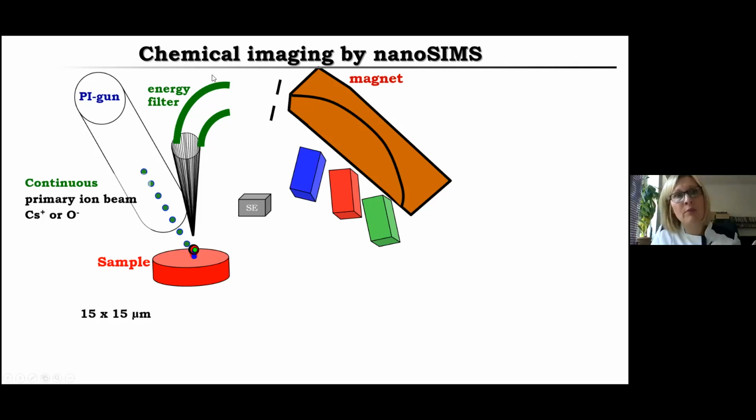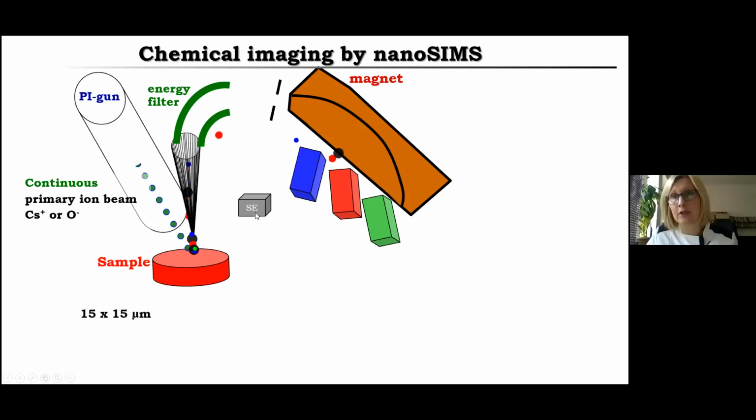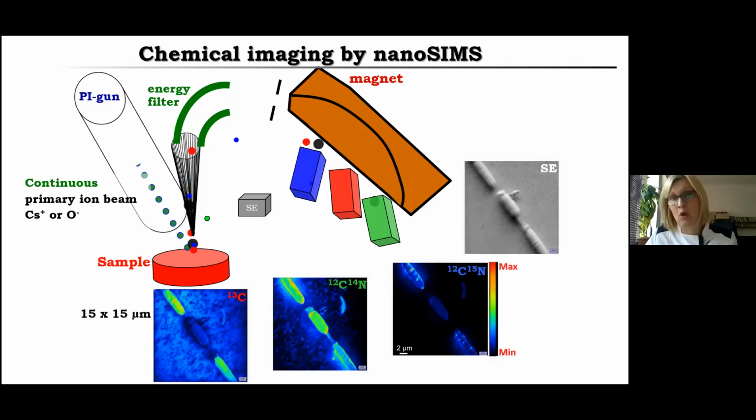So you have a primary ion gun, with primary ions which are either cesium or oxygen. For light elements like carbon, nitrogen, sulfur, and phosphorus, we usually use cesium. Oxygen is more for metals. So this is shooting at your sample. And what is happening is that the sample is destroyed. And you have secondary ions as well as secondary electrons, which are produced, released, and they are separated based on their masses. And you have counts of secondary electrons or secondary ions per pixel or per second.